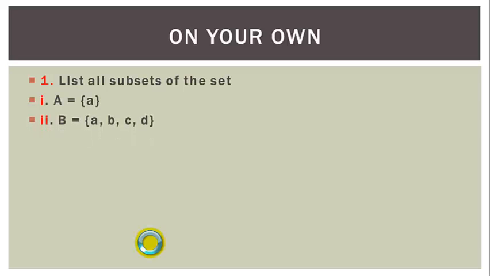On your own. Number 1, list all subsets of the following set. 1. A is a set containing a. 2. B, the set containing a, b, c, and d. 3. C, the set containing a, b, c, d, and e.